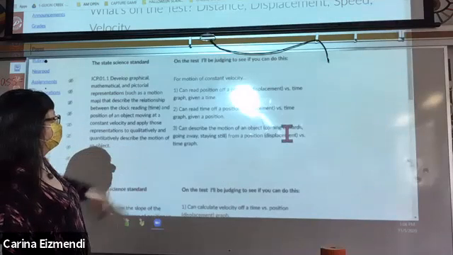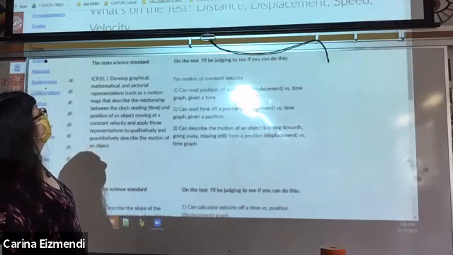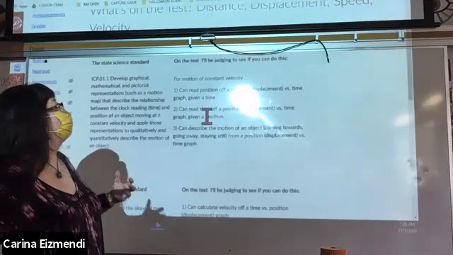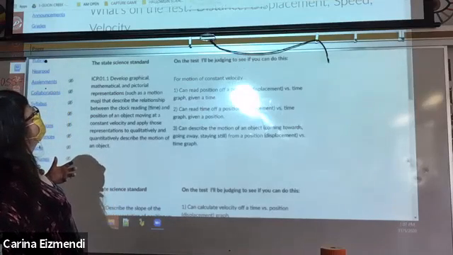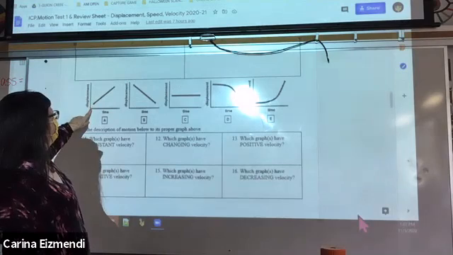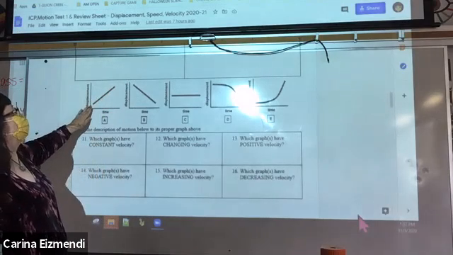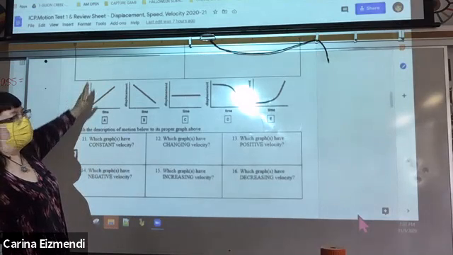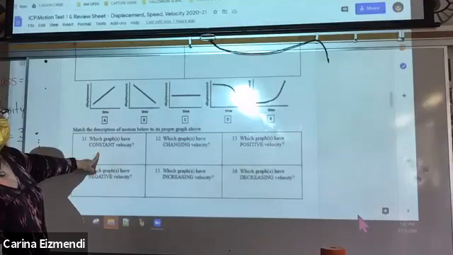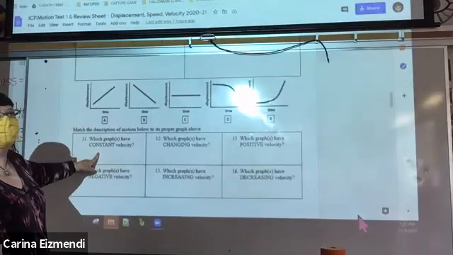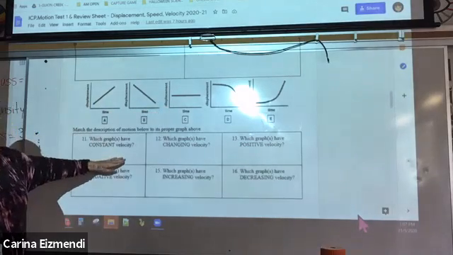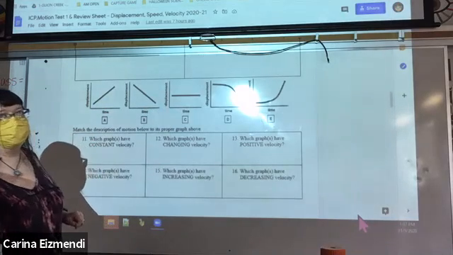So this one, the coming towards, going away, staying still. These standards overlap a lot, so that's why I'm kind of jumping around. For this one, it is going away. You can tell because the displacement is going up. So which ones have constant velocity? The ones that are straight lines. Exactly. So this one and this one have constant velocity. Which ones have changing velocity?